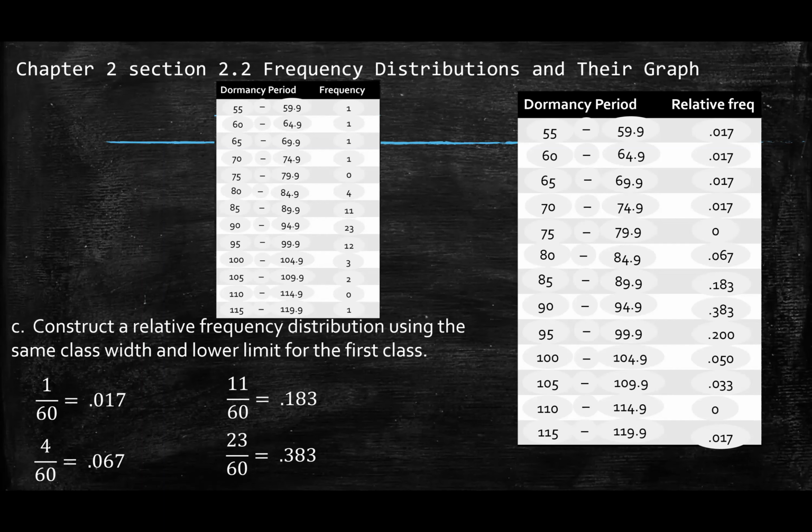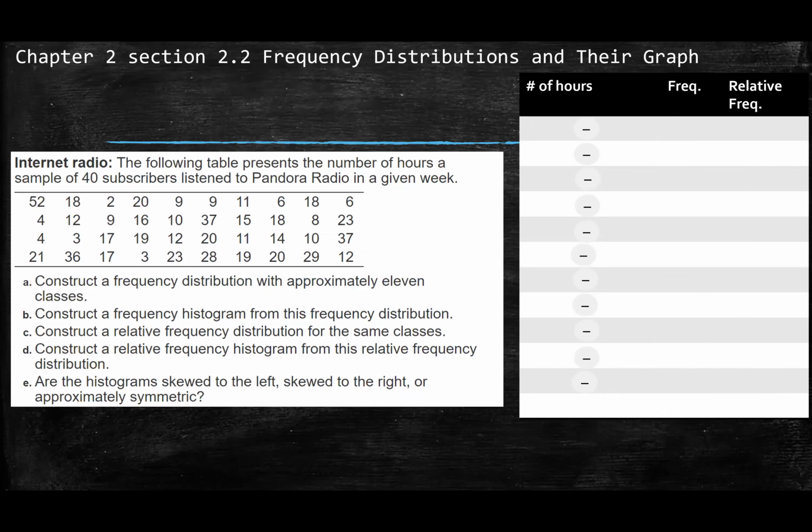So question with this: how to construct a frequency distribution table, a histogram, and a relative frequency distribution table. Now, let's take a look at the other one, which is what happens if they don't give you the width? What happens if they give you this data, right? The following table presents the number of hours a sample of 40 subscribers listen to Pandora radio in a given week.